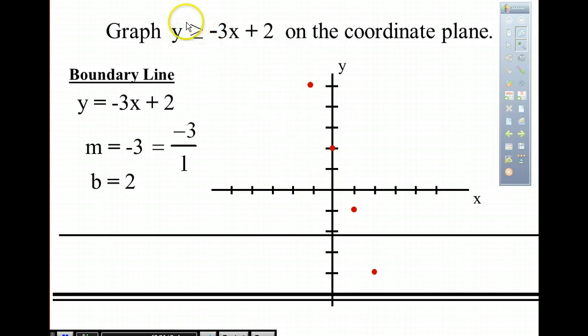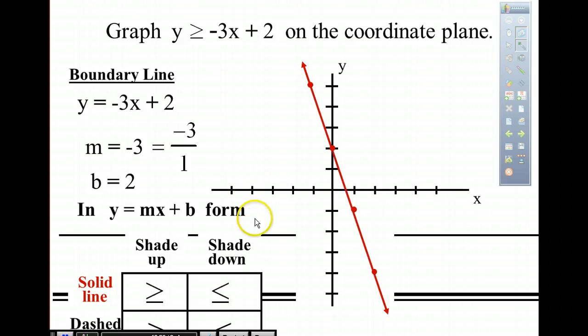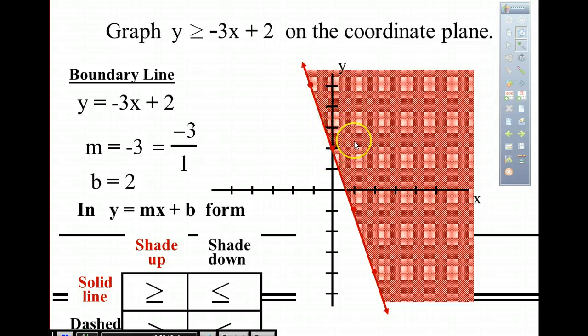Look back at the inequality. Use the chart if you have to. Get a solid line, and shade it up or shade it down. Okay, shade up. So you pick any point on the line, go straight up, and that's the side that you shade. So this whole side. Shade it up. All the y's that are greater than this one. This is y equals 2, right? This is y equals 3. That y is greater than that y. So it's all the y's greater, so it's above.